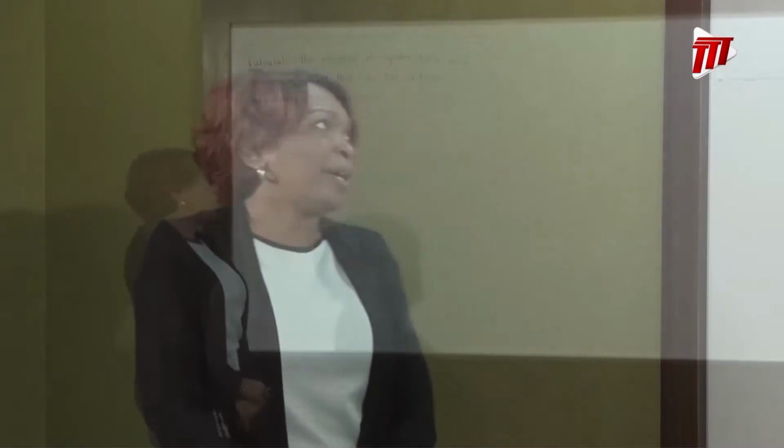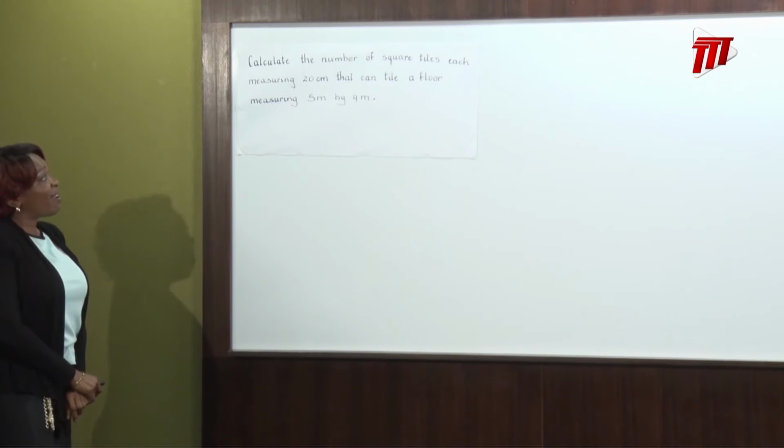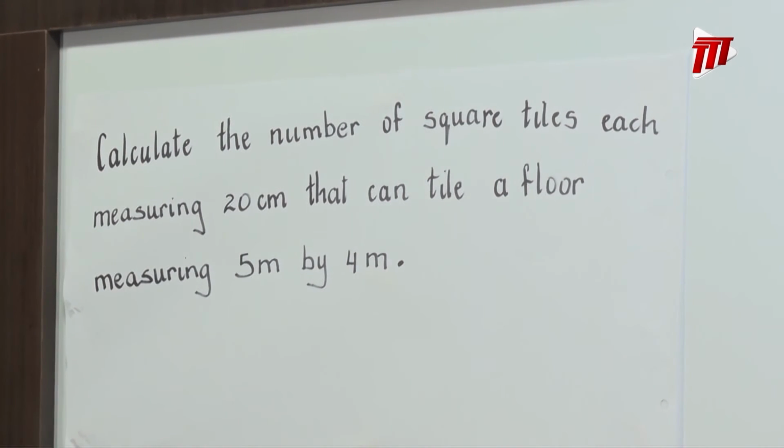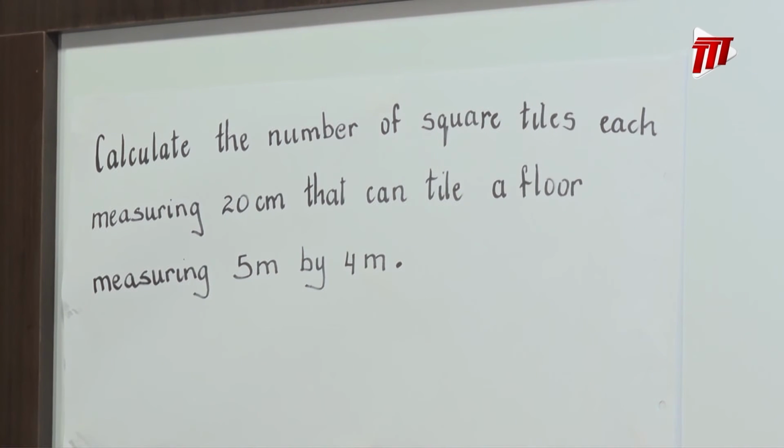All right, a challenging question now. Challenging, you have to pay attention, and we'll do this step by step. Read with me now. Calculate the number of square tiles, each measuring 20 centimeters, that can tile a floor measuring 5 meters by 4 meters. Let's read it again. Calculate the number of square tiles, each measuring 20 centimeters, that can tile a floor measuring 5 meters by 4 meters.